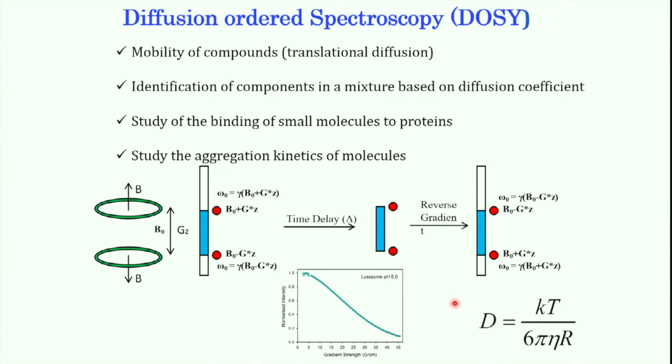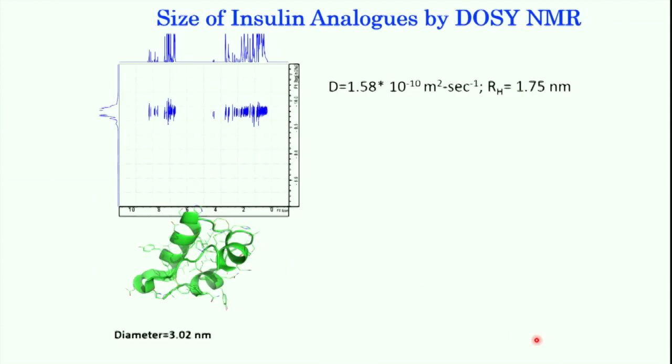So once you have a D value, one can calculate the hydrodynamic radii of these products using the Stokes-Einstein relation, right. So here k is the Boltzmann constant, T is the temperature, eta is the viscosity, pi is of course pi, and R is the hydrodynamic radius.